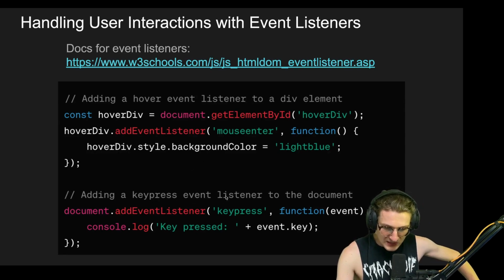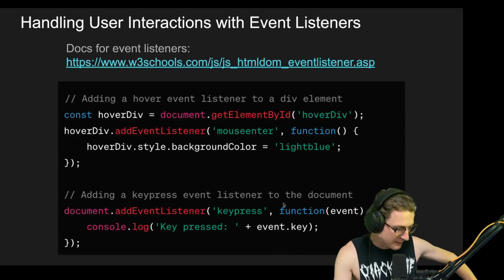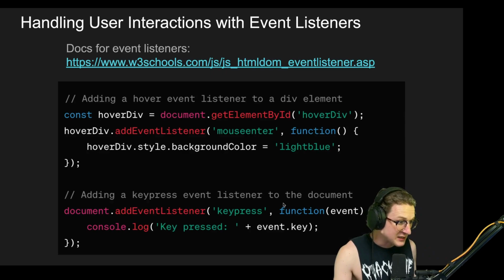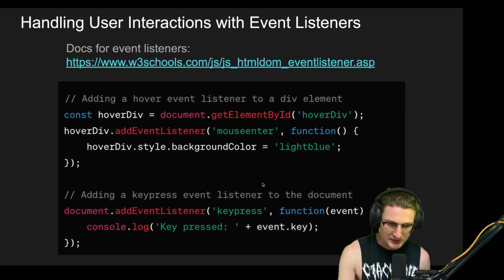Here we have an example of a key press. So on a key press, console log key pressed and show which key was pressed. Okay, yeah, pretty simple. So you can show that you can listen for any specific key presses or something like that. Cool, so that is event listeners.